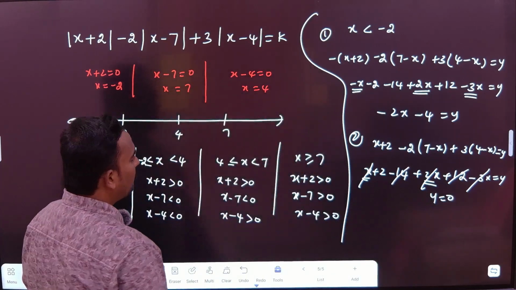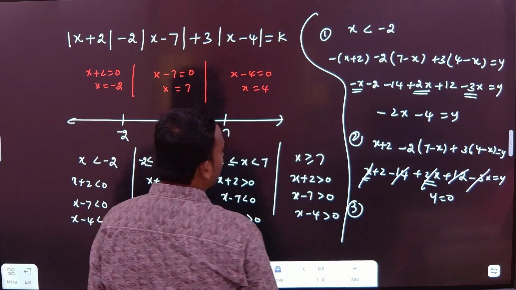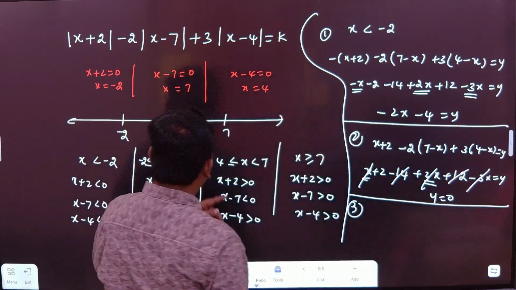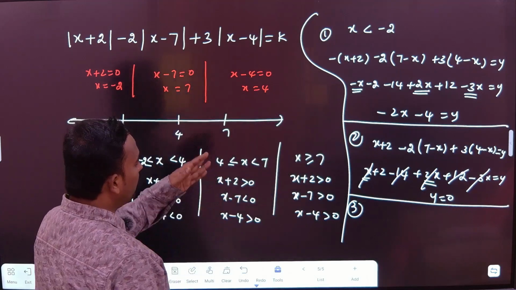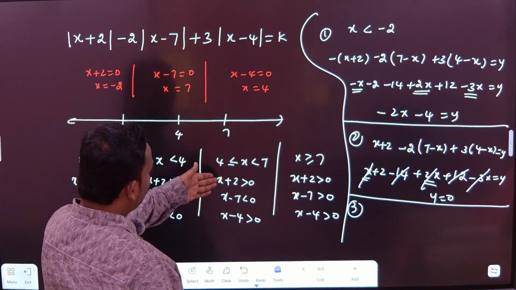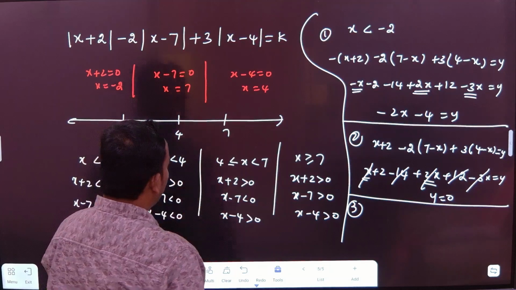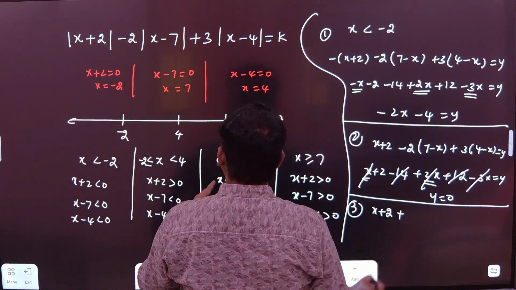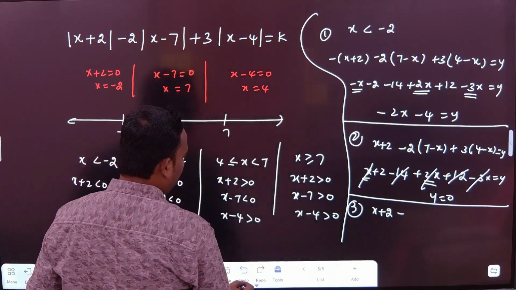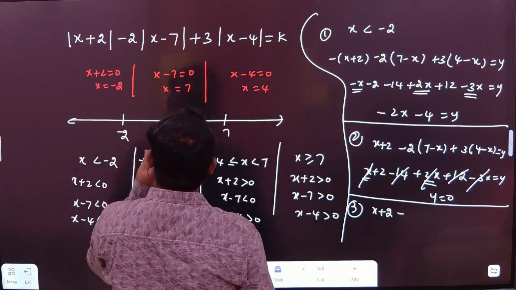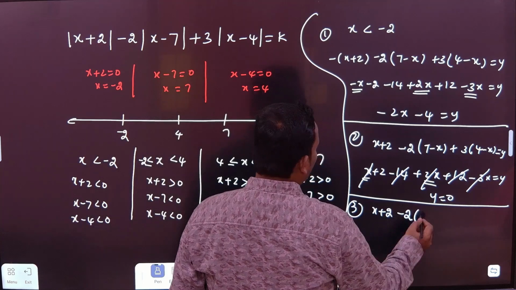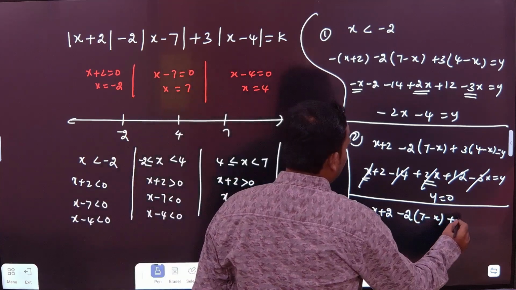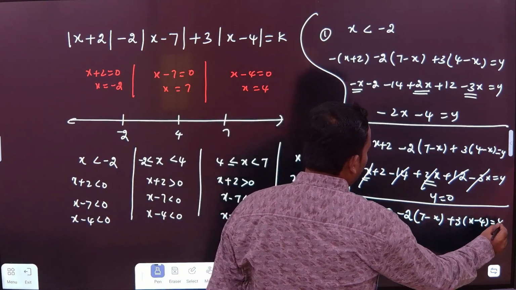Okay. Let me take the third one. Third one is what? You have to check 4 to 7. In 4 to 7, x plus 2 is positive, x minus 4 is also positive, x minus 7 is negative. So x minus 7 negative means minus 2 into 7 minus x, and x minus 4 is positive, plus 3 into x minus 4 is equal to y.